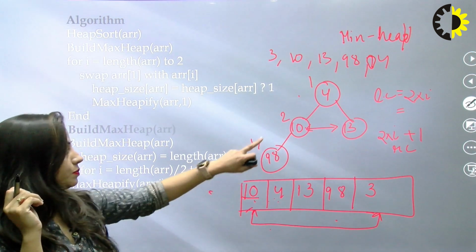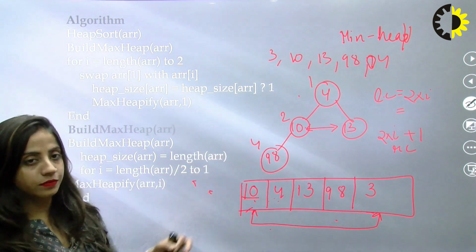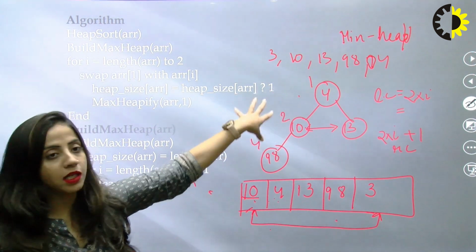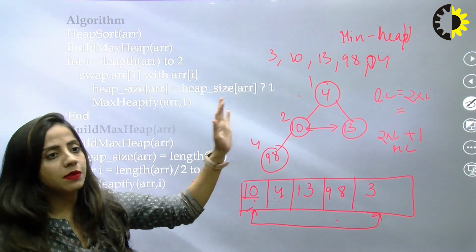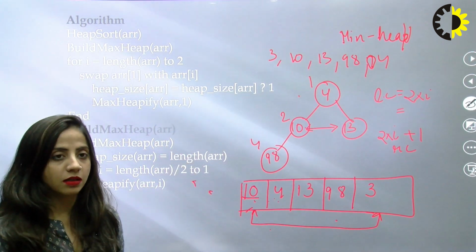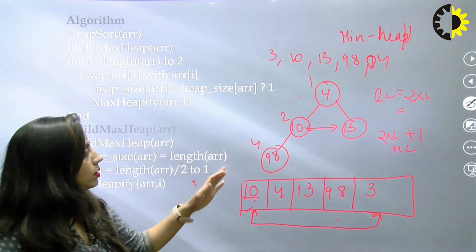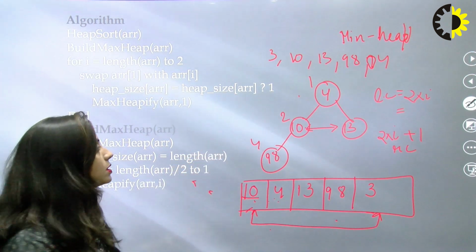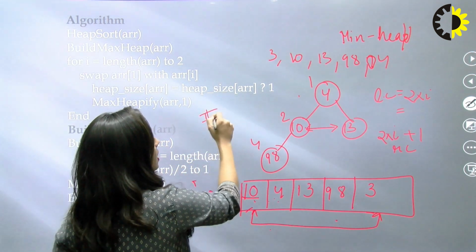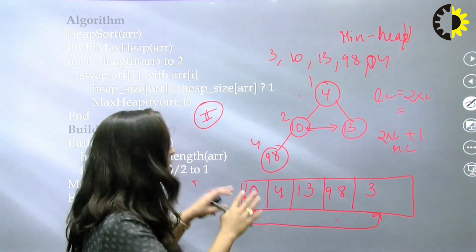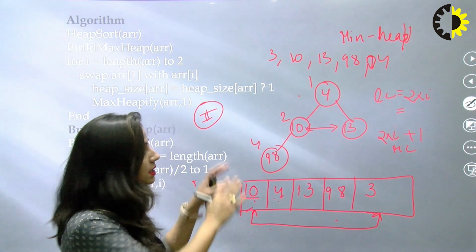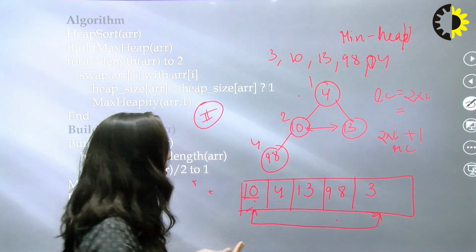Okay, now check again. Is it in min heap form or not? Yes, it is in min heap. This method is also called the heapify method. Okay. Now do the same thing in the array. This was the second step while you are using the heap tree. Now perform the same operation in the array. How will you perform the same operation in the array? I will tell you that.